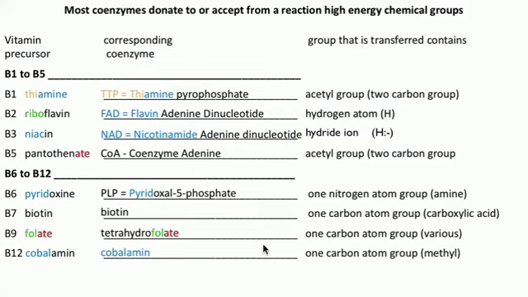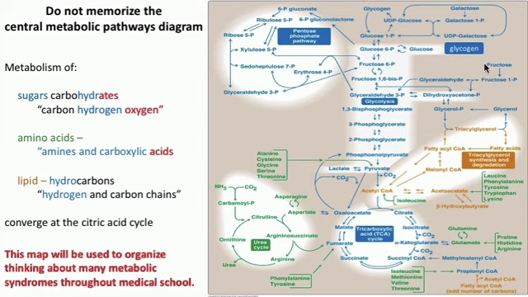And then in the biosynthetic B vitamins, pyridoxal 5-phosphate either donates or accepts a nitrogen atom, biotin either donates or accepts a carbon atom, tetrahydrofolate either donates or accepts a carbon atom, and cobalamin either donates or accepts a carbon atom. In fact, folic acid and cobalamin are very closely coordinated, and a shortage of one can affect the activity of the other. An alternative way to show these vitamins and coenzymes is in light of the central metabolic pathway chart.